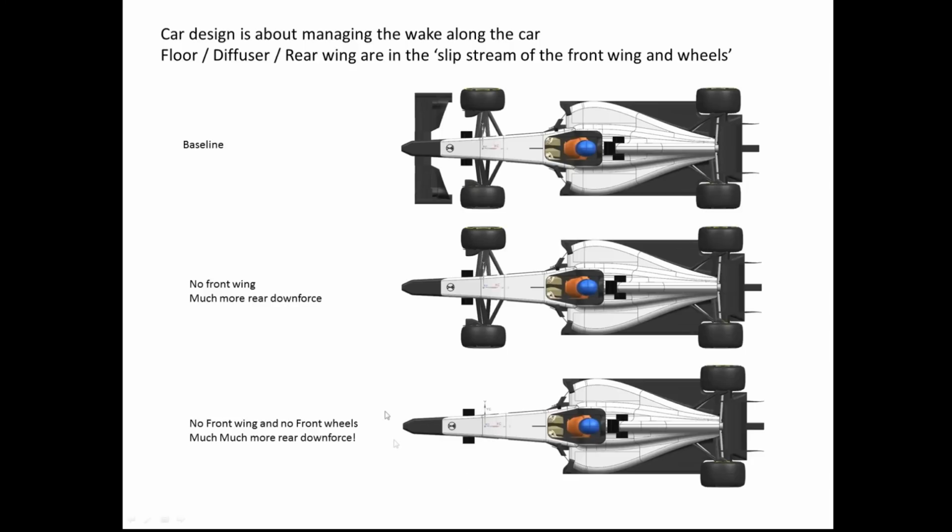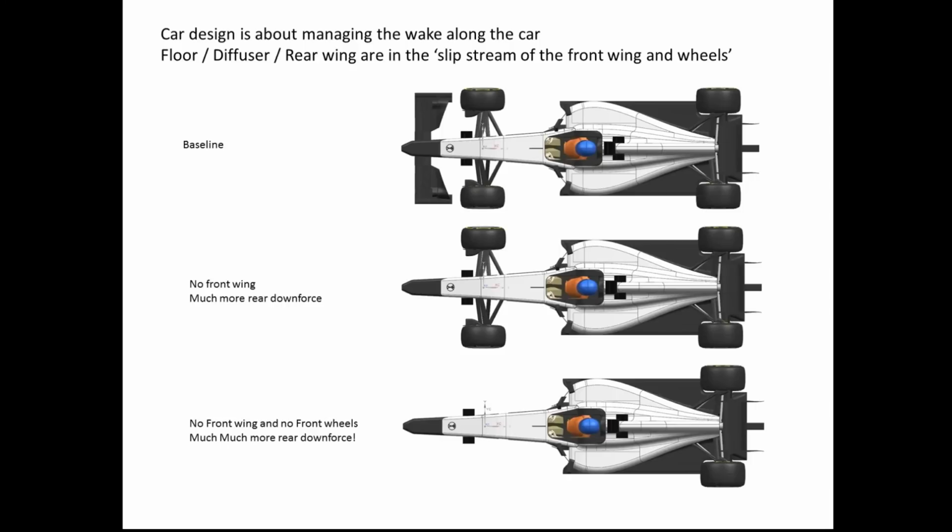The third test would be to remove the front wheels, and obviously it's not something that you can do on the track, but you would notice another big gain of rear downforce if you did that. And this is just to illustrate the wake effect of a component in front of another component.